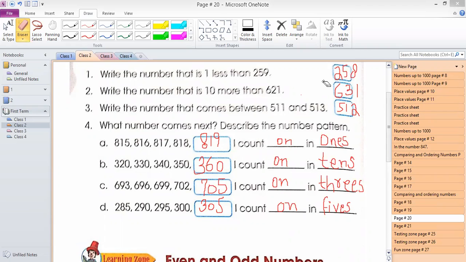So a quick revision, what you have learned, how we completed question number 1 to 4. Then we will study even and odd numbers, and we will complete the practice zone of even and odd numbers too.